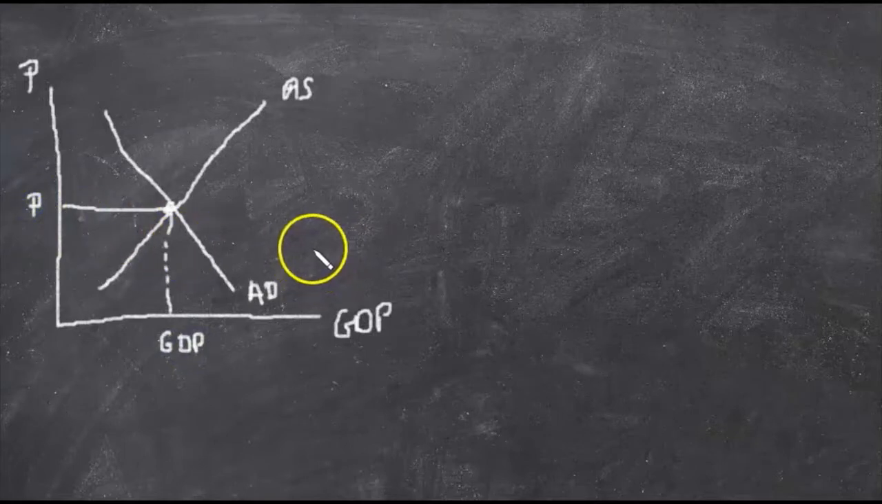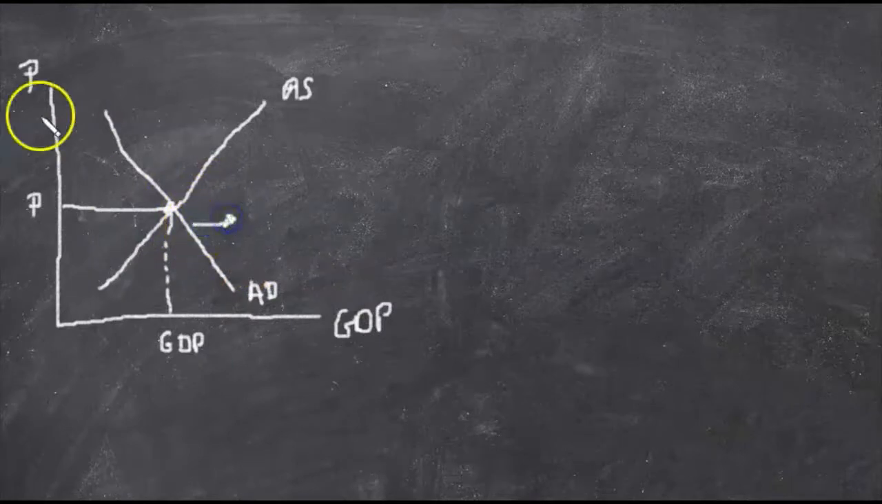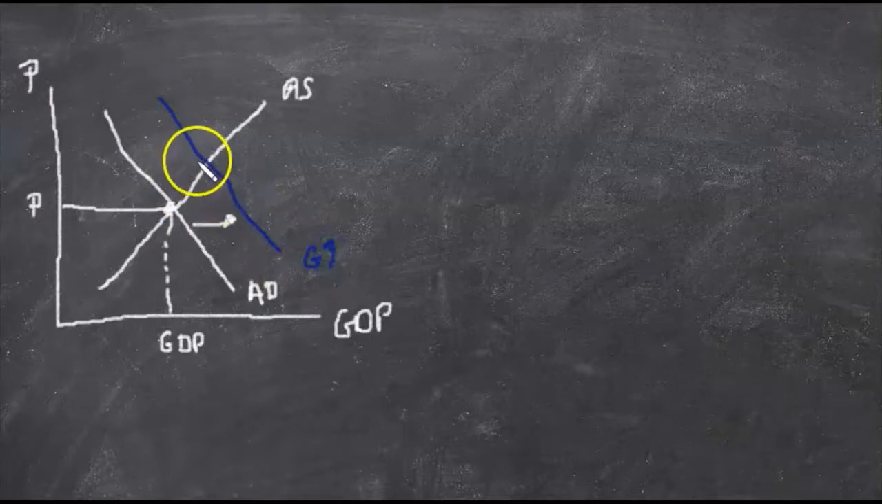And what the government's going to do is say, well, we're going to push aggregate demand to the right. So let me get another color here. We're going to push our aggregate demand to the right through increased government expenditures. This is going to maybe pull us out of a recession. It's going to result in a higher level of GDP, which is great. We're producing more goods and services, but we also know that this is going to result in a higher level of prices as well.